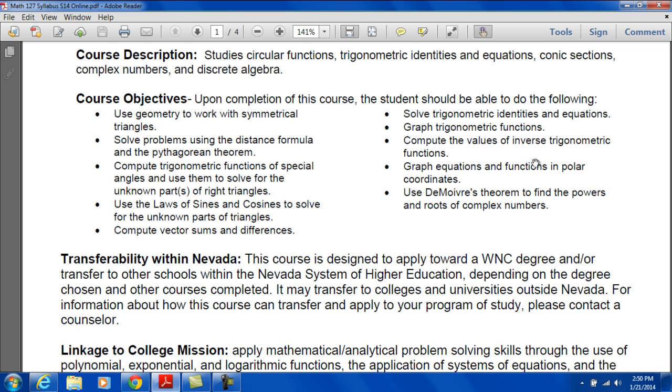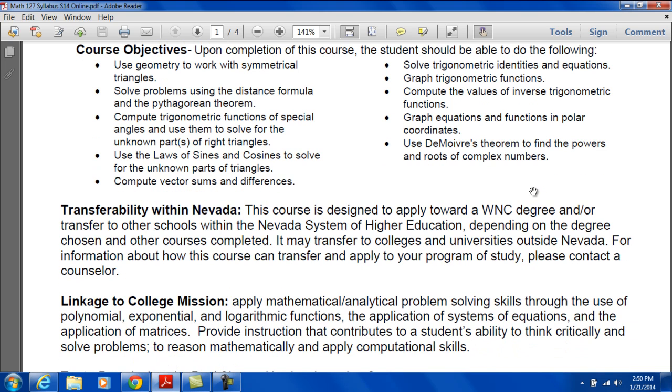Graph equations and functions in polar coordinates. Use de Moivre's theorem to find the powers and roots of complex numbers. Plus, we're going to be covering some conic sections.